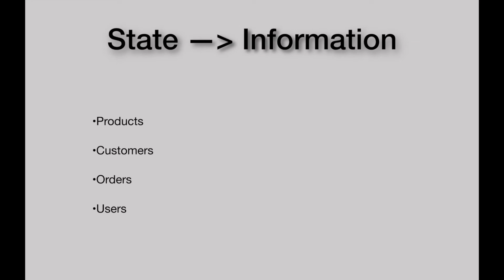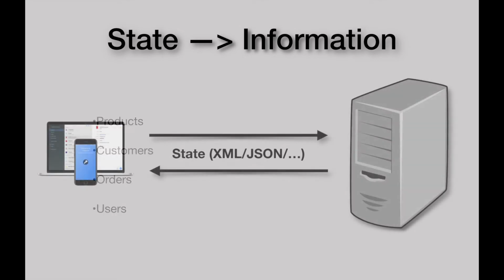For example, products, customers, orders, and users can all be considered as resources. In general, a resource has some information, which is called state, and the client and server may exchange or transfer the same in different formats, which are called representations.